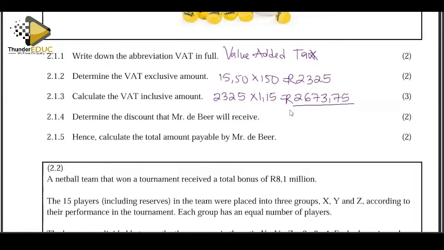Okay. Determine the discount Mr. DeBeg will receive. Remember they gave him 6%. So if he's to buy this, which discount is he going to get? So 6% is the same as 6 over 100, which gives you 0.06 times the money that he wants to. So we are only looking for 6% of this other amount here, which will give you 160 rand 43 cents.